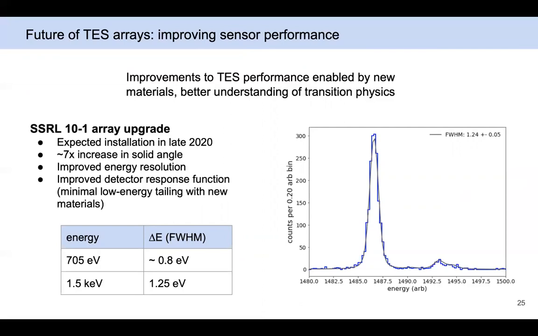The individual TES pixels in that array will be much larger. That'll give the total array an increase of about a factor of 7 in solid angle. Even with those bigger pixels, we also expect an improvement in energy resolution. Prototype devices have achieved energy resolution better than 1 eV for energies below a keV. So we're excited to deliver that new array. We think it's really going to improve the scientific capability of that instrument.